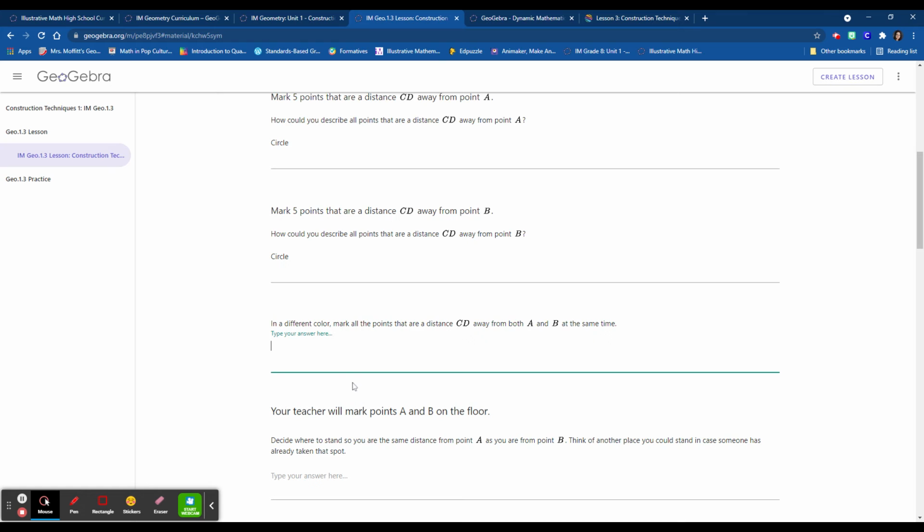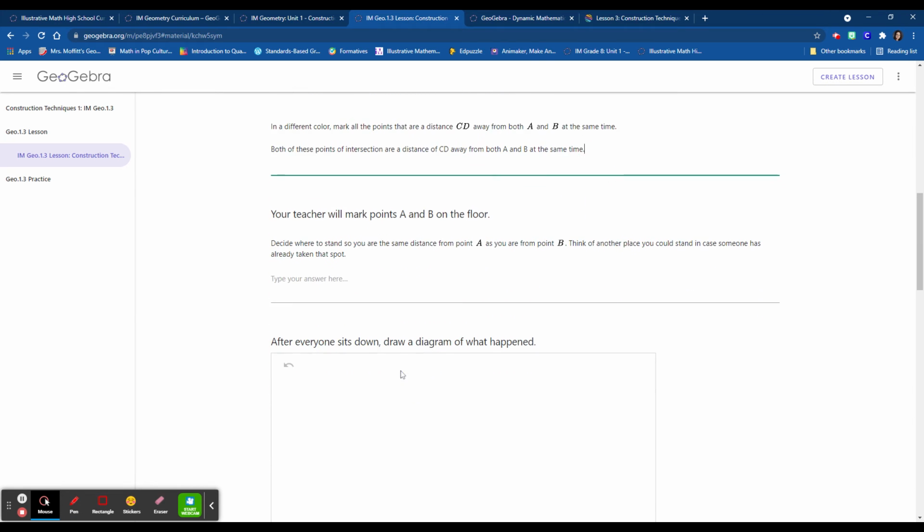So right here, where we're going to type, we're just going to say that both of these points of intersection are a distance of CD away from both A and B at the same time.